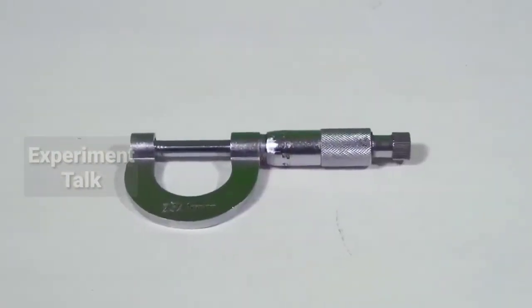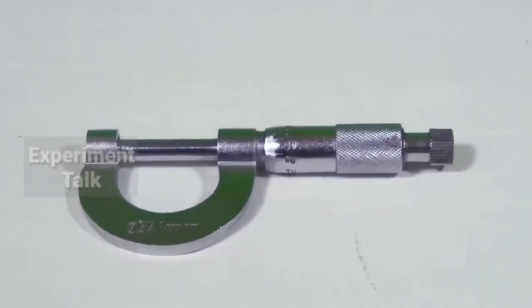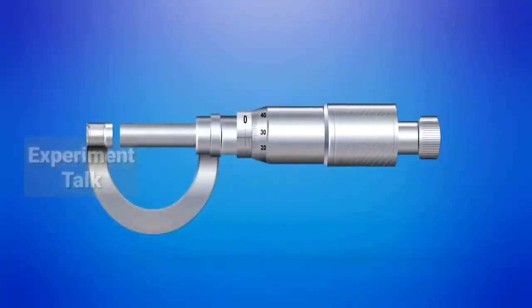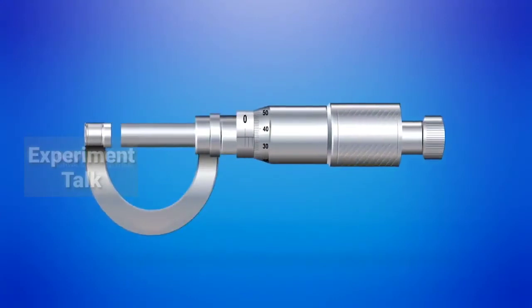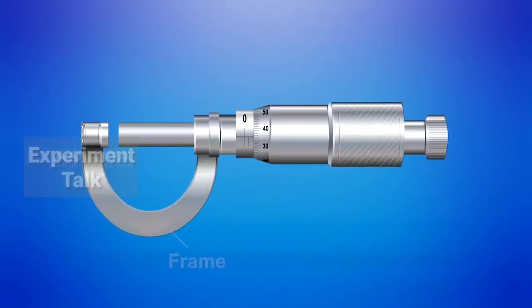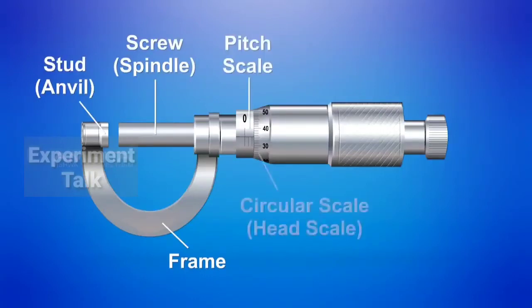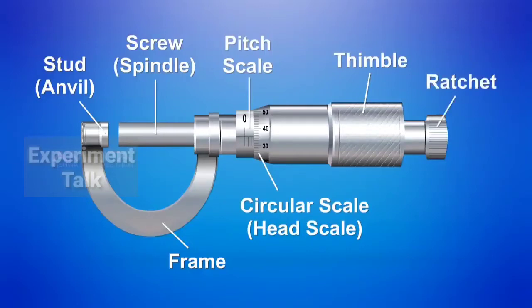Now, let's find out how we can use this instrument to find the volume of wire and an irregular lamina, along with the thickness of a glass plate and a sheet of paper. Before that, we have to familiarize ourselves with the main parts of the screw gauge. They are frame, stud or anvil, screw or spindle, pitch scale, circular scale or head scale, thimble and ratchet.